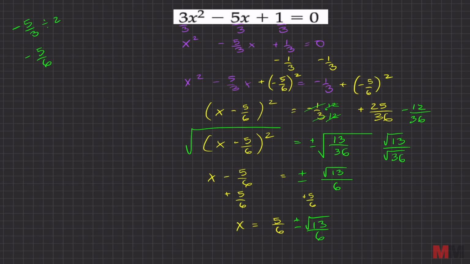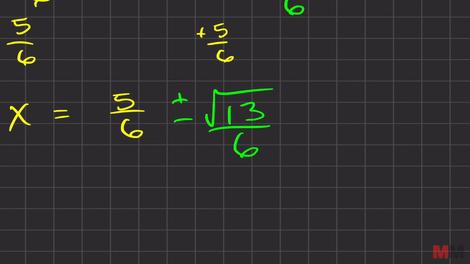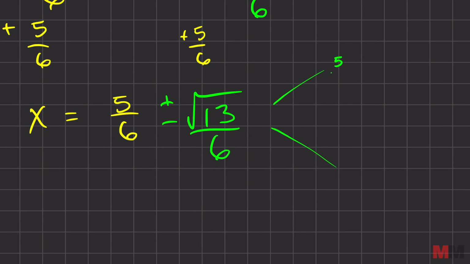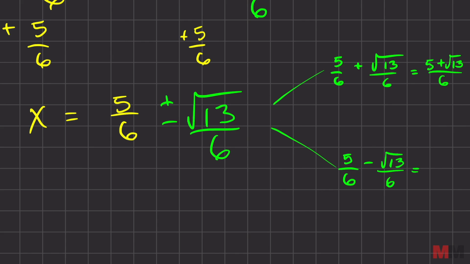What a beast of a problem. And if you don't know what that means, it just comes down to two answers. One is going to be 5 over 6 plus square root of 13 over 6, which you can also write like this. And the other answer is the negative version, 5 over 6 minus square root of 13 over 6, which equals 5 minus root 13 over 6. Don't ask me why your math teachers are torturing you like this.